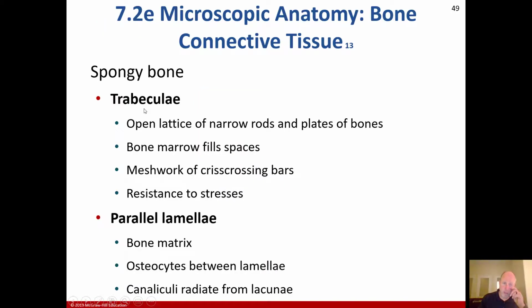Spongy bone, trabeculae is the open lattice of the narrow rods, the plates of the bones. The bone marrow fills these spaces. It's the meshwork of the crisscrossing bars, and it has resistance to stress. The bone matrix is the parallel lamellae, and the osteocytes between the lamellae, and the canaliculi radiate from the lacunae.